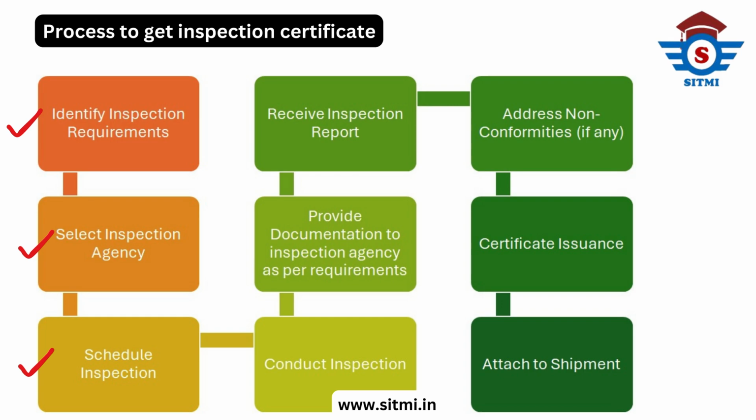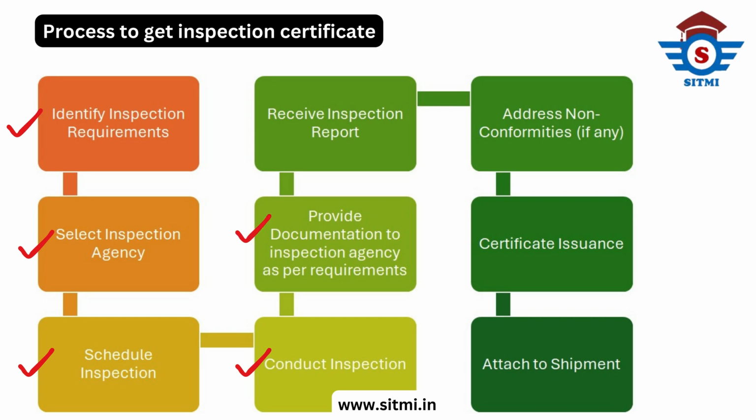Then, thirdly, schedule inspection. Here it's important to coordinate with the inspection agency to schedule the inspection at the appropriate time in the production or shipping process. Provide necessary access to the goods for inspection. Fourth is conduct inspection. Allow the inspection agency to conduct the necessary inspections on the goods. This may involve visual inspections, sampling, testing, or other relevant procedures to verify compliance with quality or safety standards.